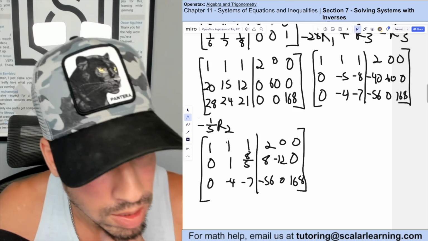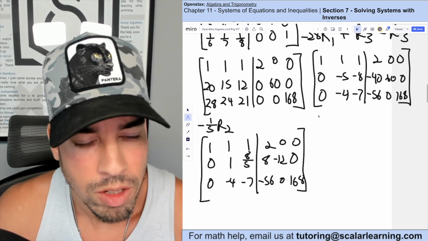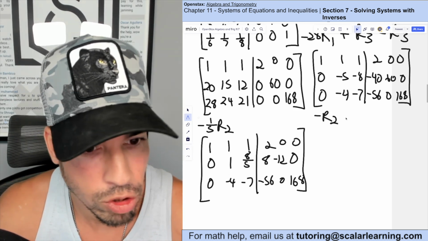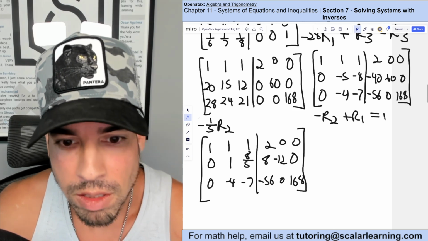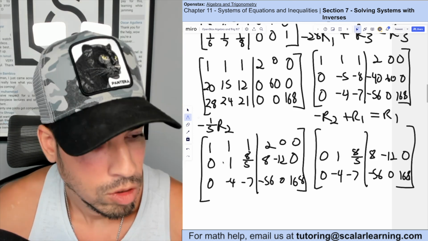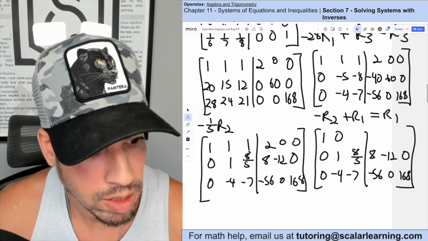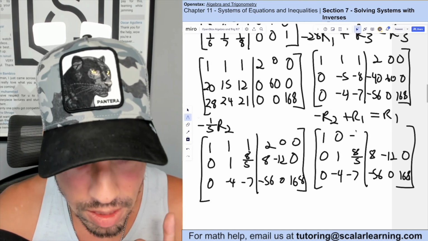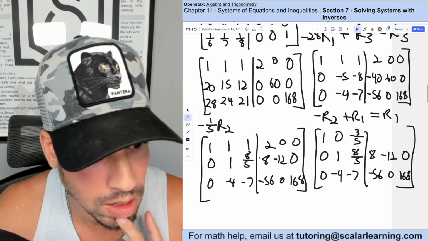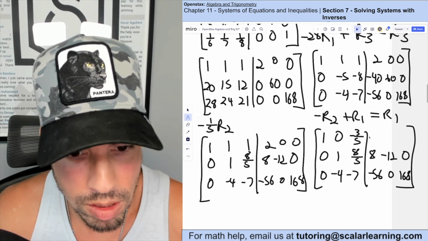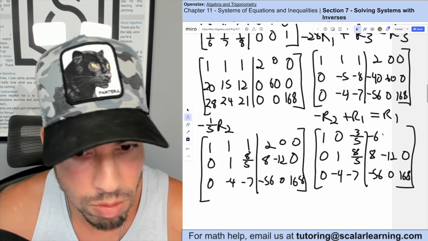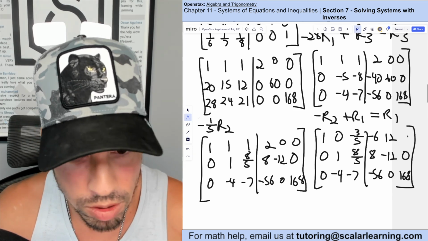Great. Okay, now I'd love to flip that to a 0. So I can just do negative row 2 plus row 1 to get a new row 1. Let's write that out. So we got 0 plus 1 is 1. Negative 1 plus 1 is 0. Negative 8/5 plus 1 is negative 3/5. And then we got negative 8 plus 2 is negative 6. Positive 12 plus 0 is 12. And then 0 plus 0 is 0.